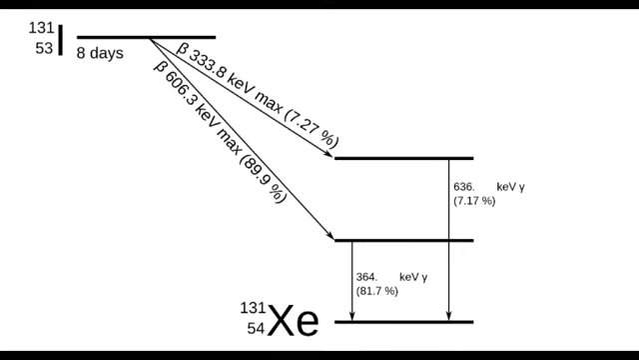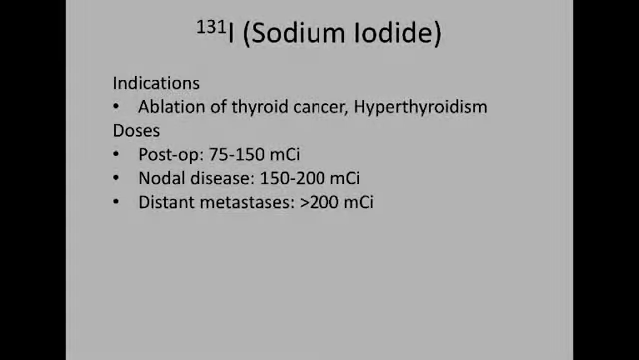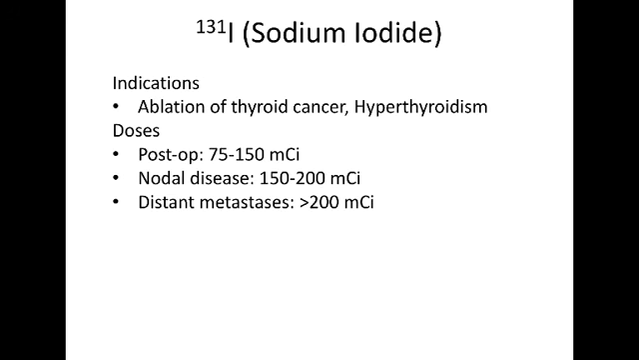The maximum energy is 600 keV, but it turns out the average energy is 192 keV, and the range of that beta particle is about 1 millimeter in tissue, so localized. The iodine is delivered as a sodium iodide compound that goes to the thyroid. So you can think of it as one of the earliest examples of ablative therapy. It's used against thyroid cancer, hyperthyroidism.